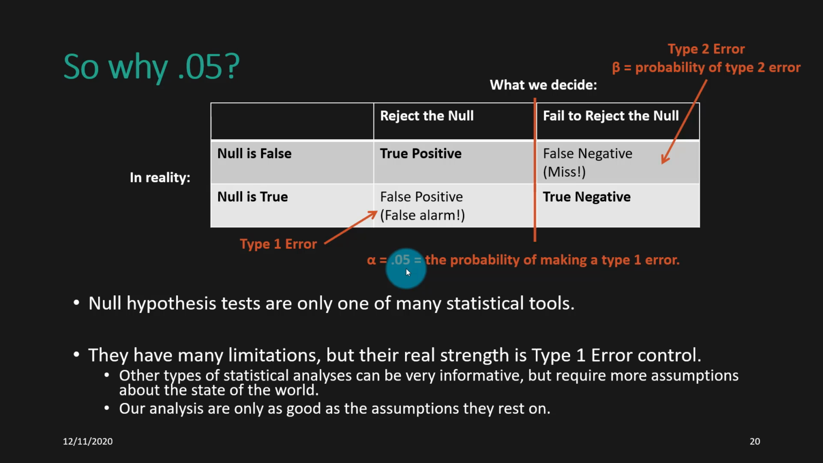So other types of statistical analyses are very informative, but they require more assumptions about the state of the world. And that's not to say that those things are bad, right? Because nothing is wrong with assumptions. Assumptions aren't bad. Bad assumptions are bad, right? So as long as our assumptions are defensible and appropriate, then having additional assumptions built into our statistical model isn't going to be a problem.